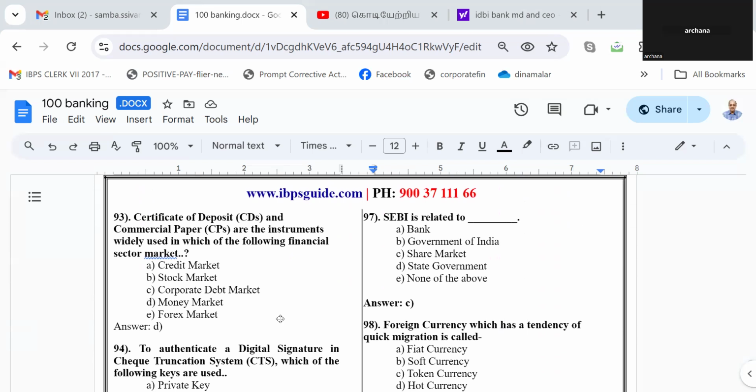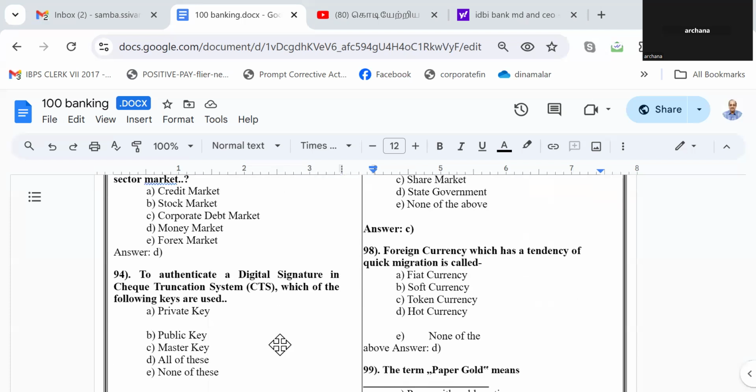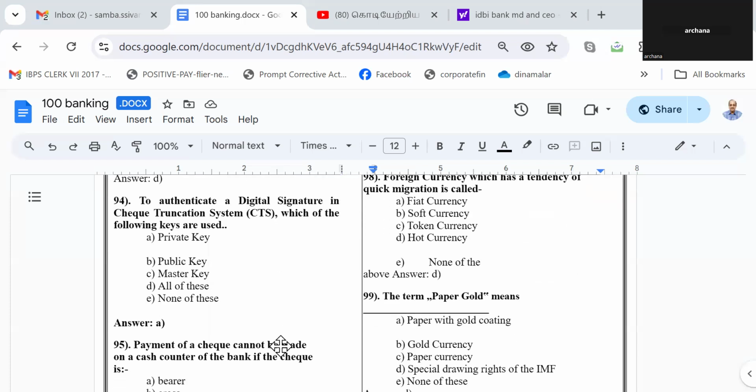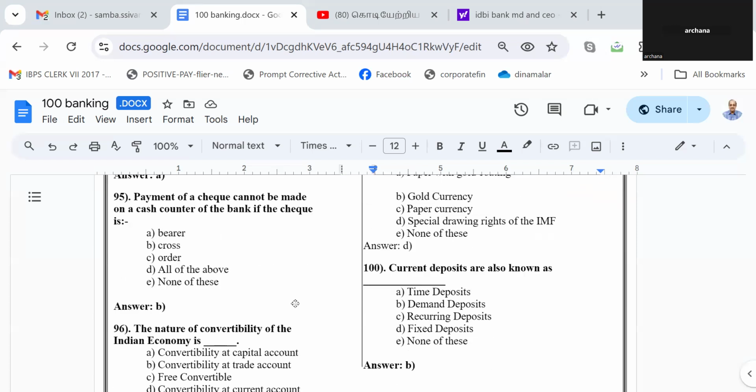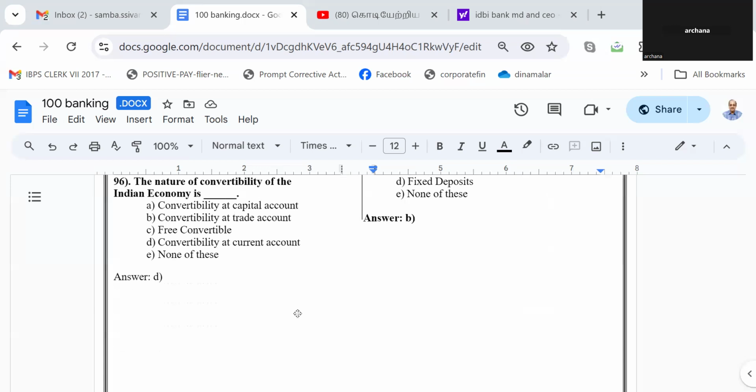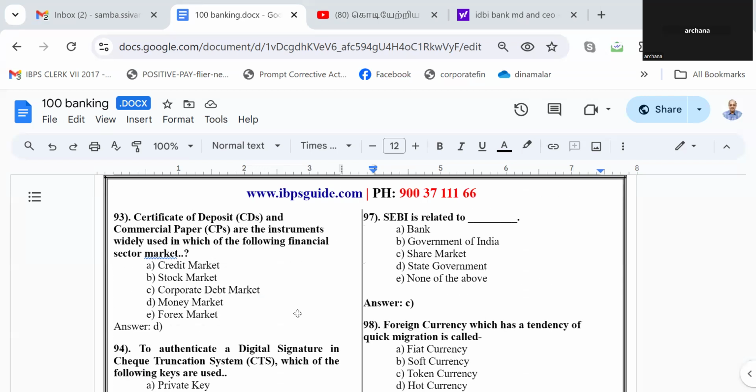93, certificate of deposit and commercial papers are the instruments widely used in which of the following financial sector market? Answer, money market. 94, to authenticate a digital signature in check truncation system, which of the following keys are used? Answer is A, private key. Number 95, payment of a check cannot be made on a cash counter of the bank if the check is, answer is crossed. 96, the nature of convertibility of the Indian economy is D, convertibility at current account, not for other accounts. Capital account, no convertibility.